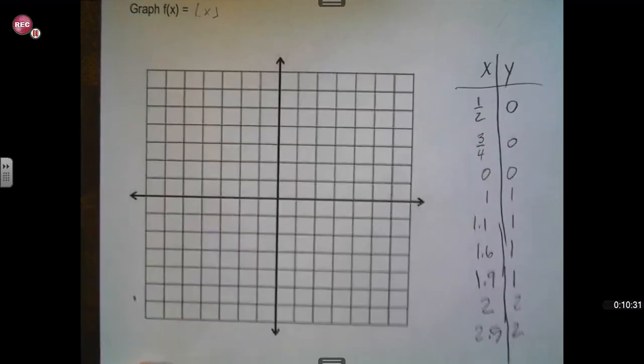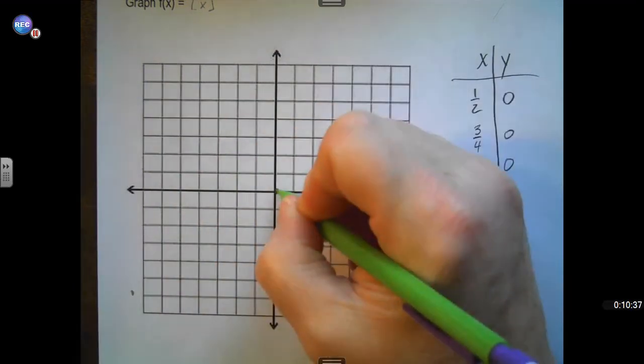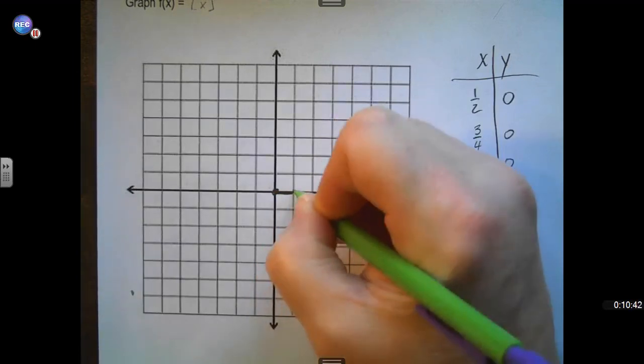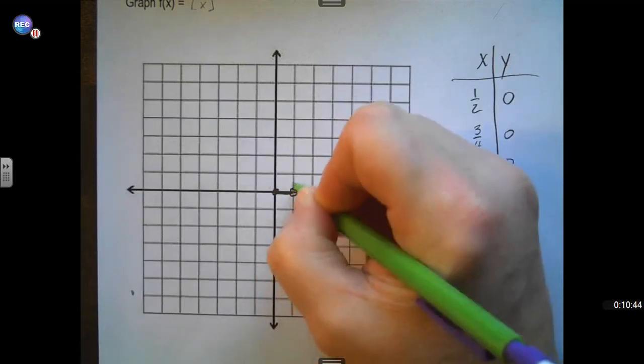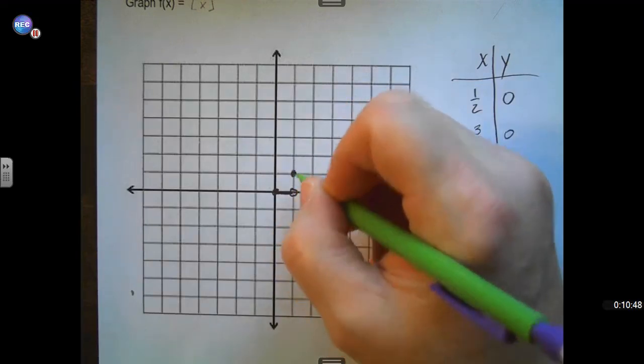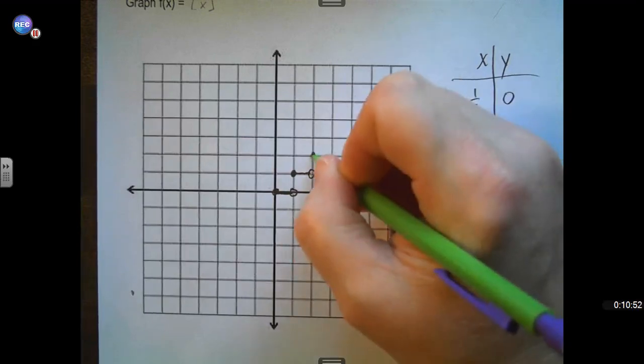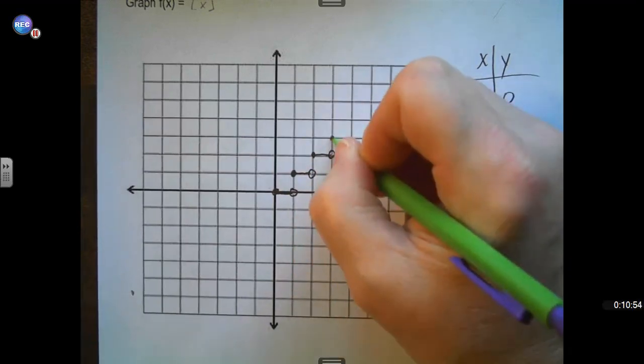So for the floor function, if I start at 0, everything here is going to be 0 until I get to 1, and then when I get to 1, it's going to jump up to 1. So closed circle on the left to open circle on the right. And we can just continue in that manner.